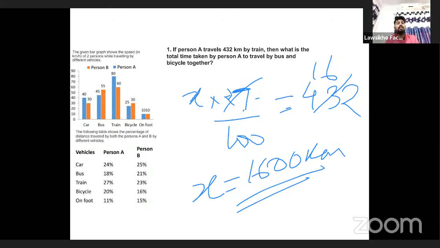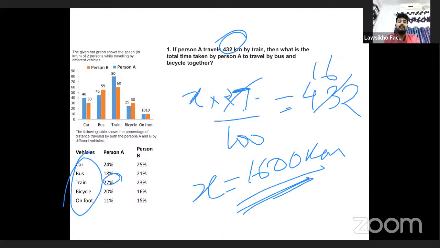kilometer. Matlab the total distance which A was supposed to cover with all these 5 means of transport, the total distance was 1600 kilometer, and out of these 1600 kilometers he covered 432 kilometer or 27% by train.